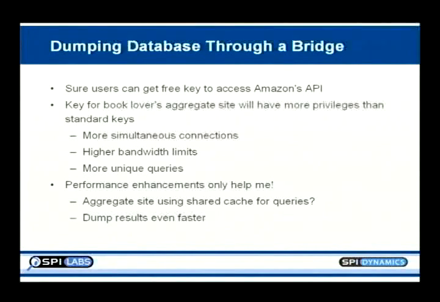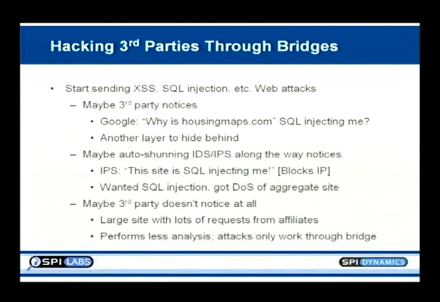Thank you. The other thing you can do with a bridge is attack a third-party site through the bridge. So, I have billiesbooks.com with a web service. It's going to relay all my attacks to Amazon. So instead of attacking Amazon directly, I send the request to Billy's Bridge, and Billy's Bookstore sends the attack to Amazon. At the most basic level, let's say Amazon notices that Billy's Books is trying to SQL inject them.